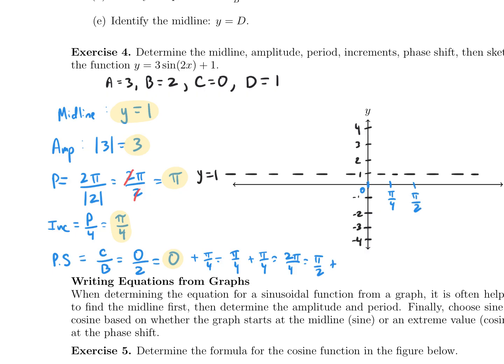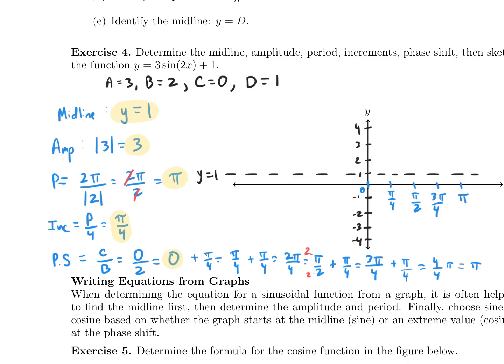And then if you add pi over 4 to that, you're going to get the next increment, which is, well, you get a common denominator, which is 4, which means times 2 times 2. So you're going to get 2 pi plus 1 pi, which is 3 pi fourths. And finally, the last one, we add the increment one final time, and you're going to get 4 fourths pi, which is just pi.